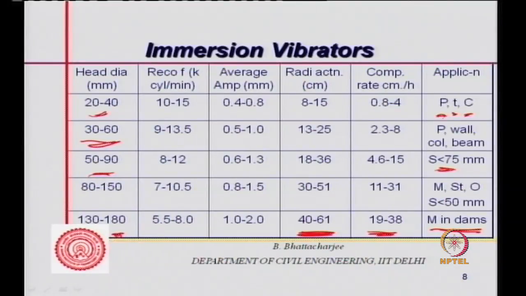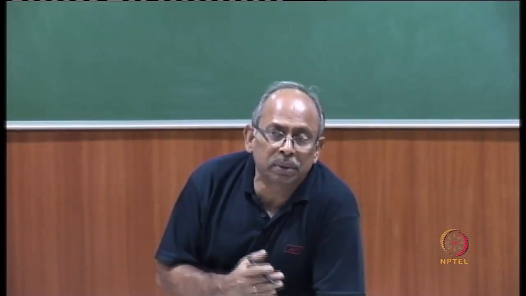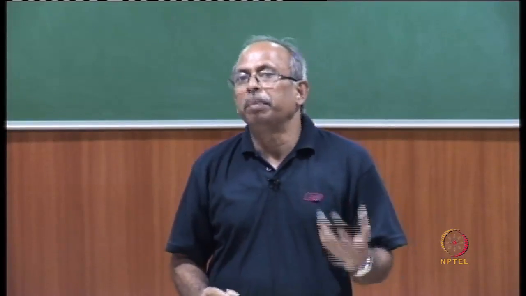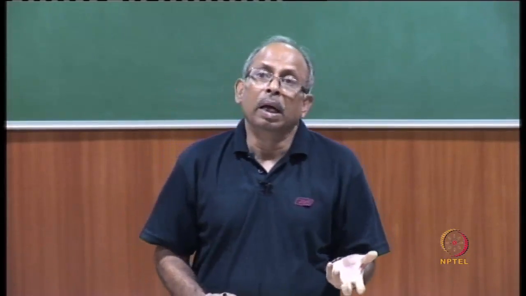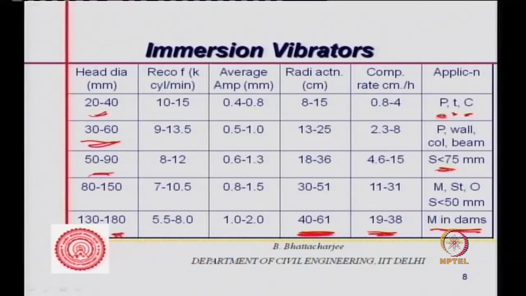This is absolutely plastic, you know, maybe 100 mm slump or less, just below pumpable concrete, let us say. Pumpable concrete is quite flowing, but pumpable concrete itself, if you are compacting, then it should be used. You can use this also. But in thin sections and larger sections, of course, you can use this one. So for plastic concrete, wall, column, beam, you can use 30 to 60, and this range, as you see, reduces here: 10 to 15, 9 to 13.5, and so on and so forth.